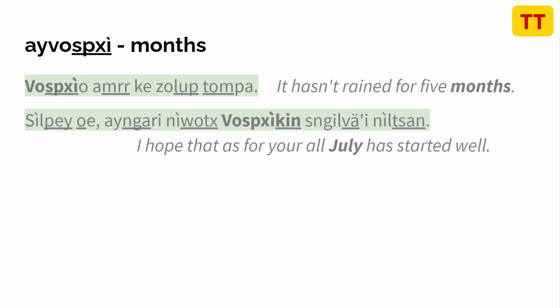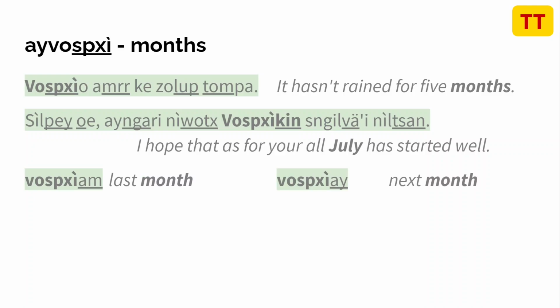Se peioe aingari ne wat was p'ekin snilvei ne zan. I hope that as for you all, July has started well. And again we have the same words with the am and the I. So was p'eam last month, was p'ei next month. Note that the stress shifts here, so it is was p'e month, but was p'eam last month, and was p'ei next month. This happens to all words that have this I and the am.